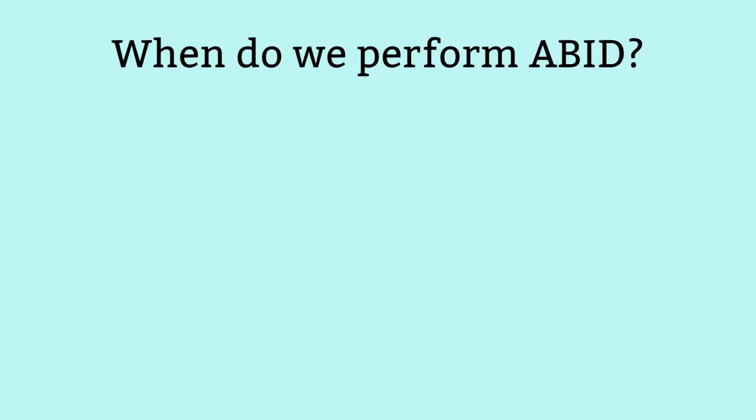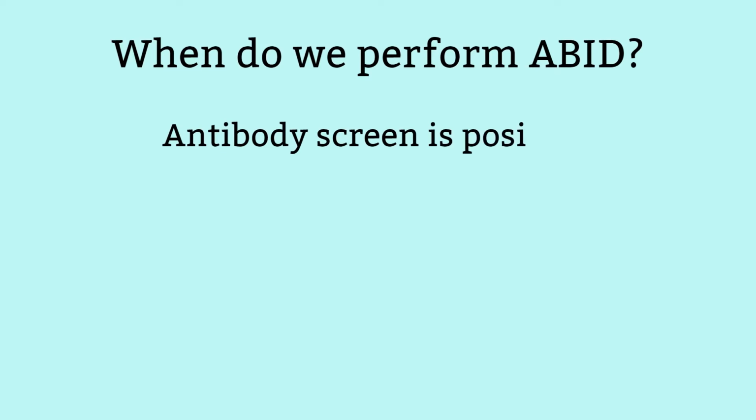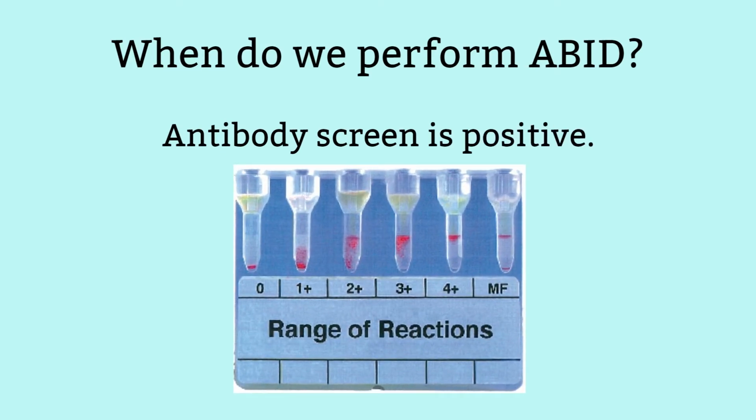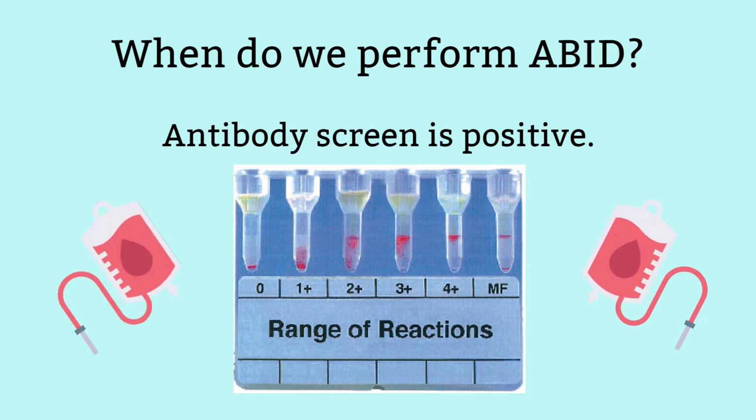When do we perform antibody identification? We do it when the results of the antibody screen are positive. The reason is we need to know what caused the positive reactions and what kind of product is best for the patient if the patient needs to be transfused. Now, if you need to review how to perform antibody screen, you can find a link to it up here or down in the description box below.